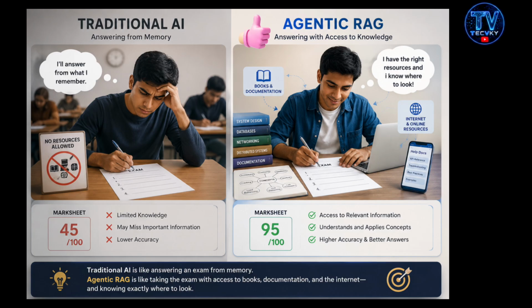You have access to the internet, you have access to the books and everything, and you use that current information and then answer. So that is agentic RAG. Agentic RAG combines retrieval, reasoning, and decision making to help AI agents find the right information, understand it, and generate accurate answers. So far, we have discussed AI agents, skills, multi-agent systems, and agentic RAG.